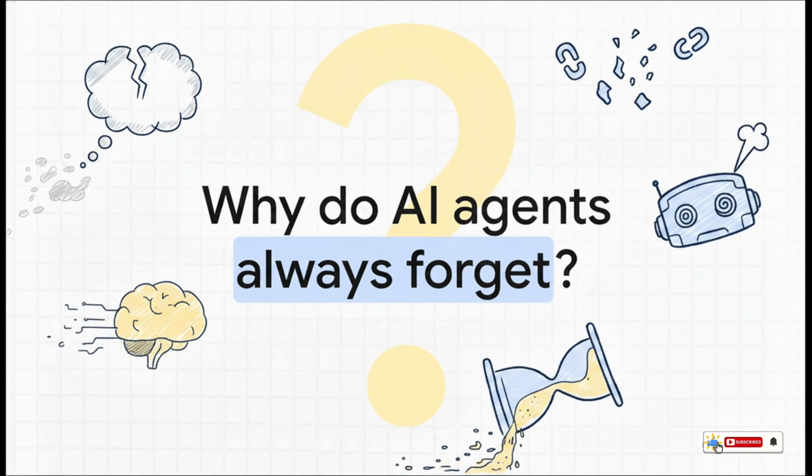To understand why this new architecture is so groundbreaking, we first have to ask a frustratingly common question. Why do AI agents always forget? It's that classic AI amnesia problem. You know the feeling. You have a brilliant, deep, highly nuanced interaction with a model. But the moment that specific session ends or your context window maxes out, poof, it's just gone.